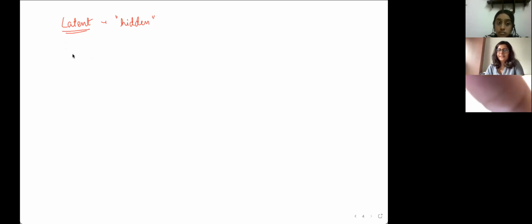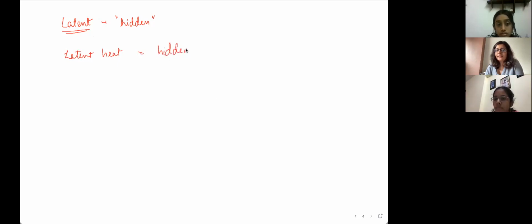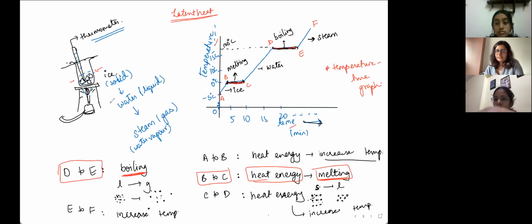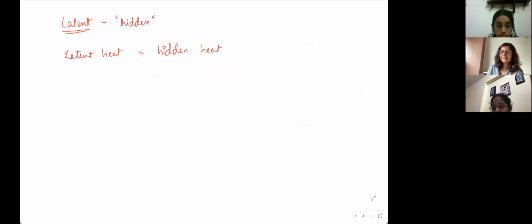we call it latent heat, meaning, so latent heat matlab hidden heat. Why do we call it hidden heat? Because if you look at it, is ye wale experiment mein, when we are supplying the heat energy, we don't see where that heat energy is going, kyunki temperature bhi increase nahi ho raha hai. So we can't detect ki whatever we are heating, where is it going? What is happening to it? So that is the reason they started calling it latent.